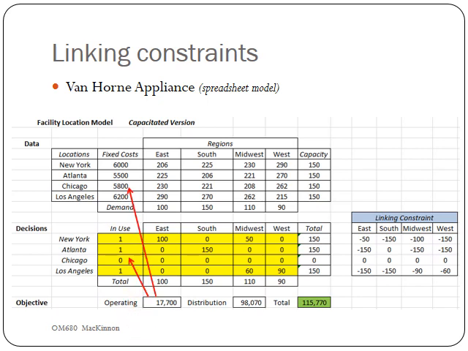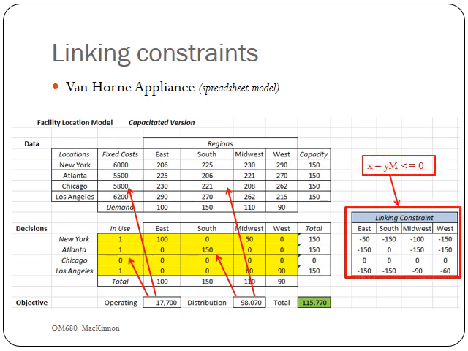Okay. So our operating costs are the sum of our fixed costs. The distribution costs are just like a classic transportation model. It's the sum product of the units times the per unit cost, and we have our linking constraints. Okay.